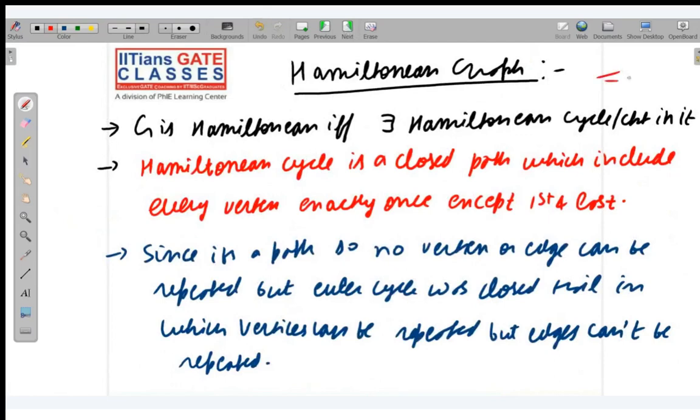Okay, next is the Hamiltonian graph. This is also very important. Many times questions have been asked. So G is Hamiltonian if and only if there is a Hamiltonian cycle or circuit in it.